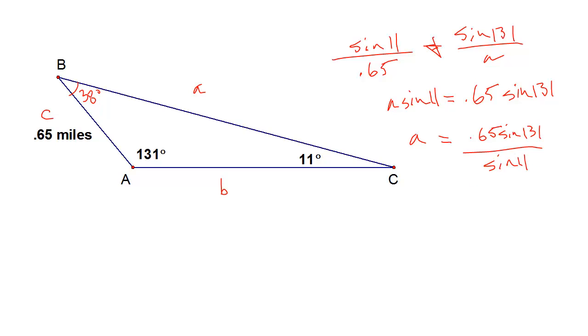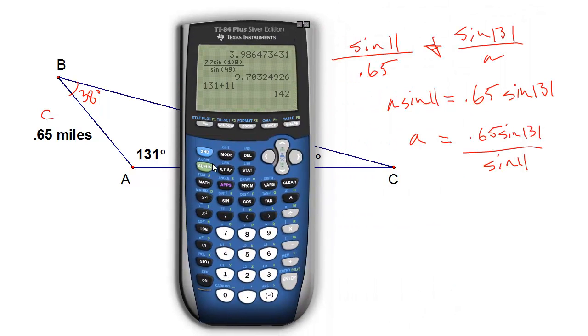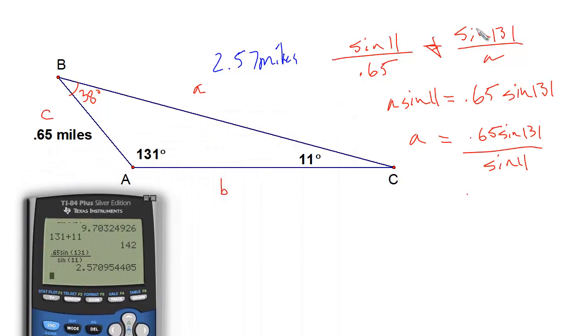So we'll go ahead and punch that in. Alpha y equals will give us that stacked fraction, and I put in 0.65 times the sine of 131 over the sine of 11. And I get 2.57. This would be miles.